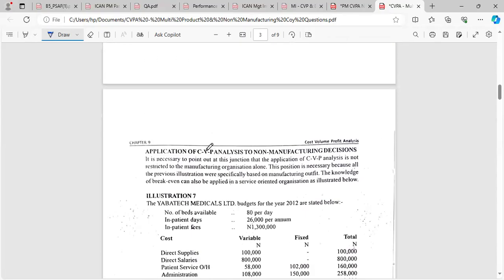application of CVP analysis to non-manufacturing organizations, to non-manufacturing decisions. It means, what about companies that are into trading? What about companies that are into trading?